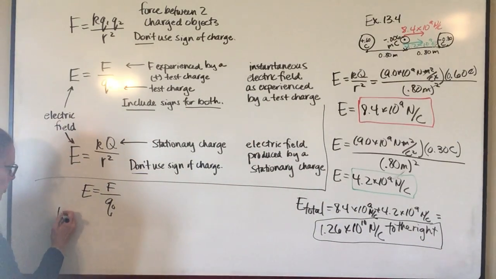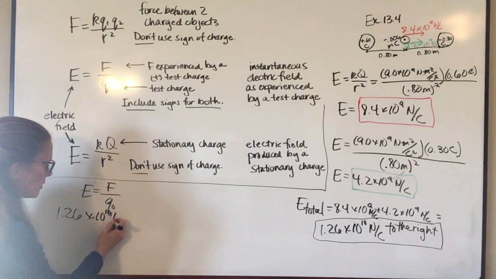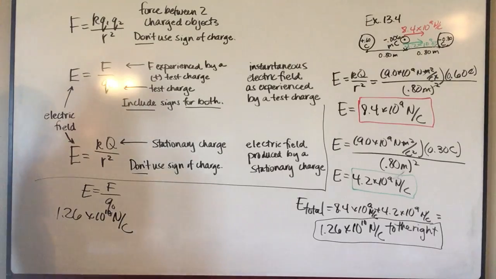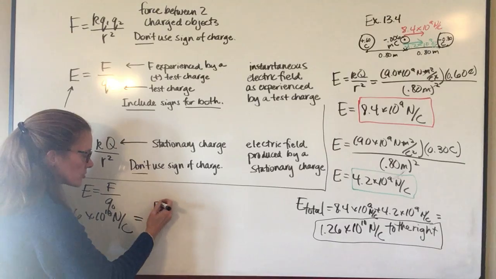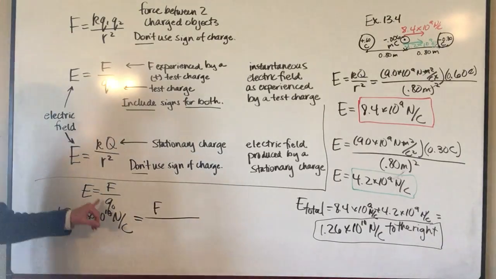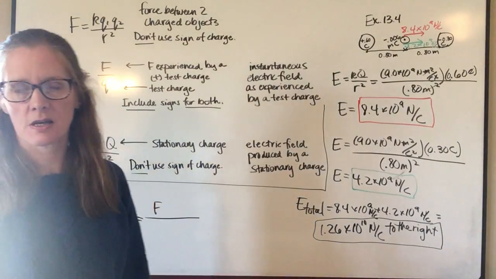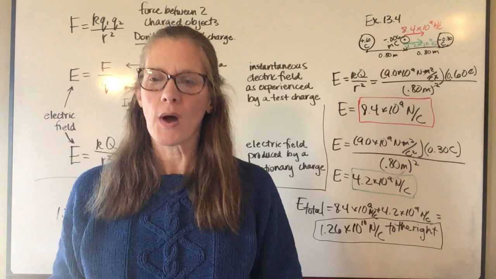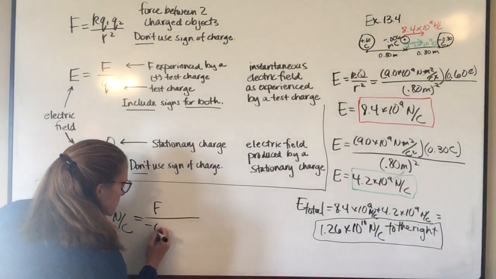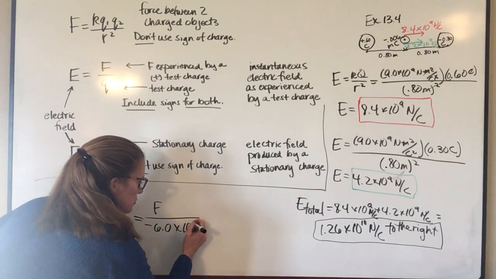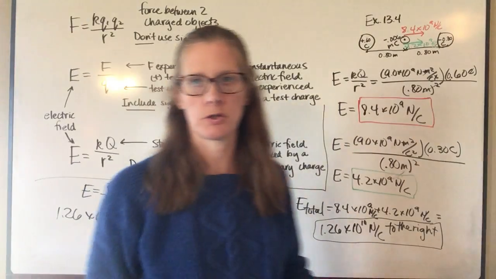So that's 1.26 times 10 to the 10th newtons per coulomb. Okay, and that's positive because it's off to the right. The force is what I'm trying to find, and the magnitude of the test charge is a negative 0.006 millicoulombs. So I've got to change it to coulombs. So that's going to be a negative 6.0 times 10 to the negative 6 coulombs when I do the conversion. I'm going to assume that you know how to do that.